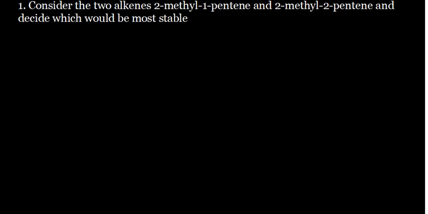So the first thing is we should be able to draw the structures of these compounds. We can see both are pentenes. First carbon is going to be here, carbon 2, 3, 4, and 5. So for this one, the double bond is at carbon number 1, so we're going to put a double bond here, and then the methyl group is at carbon number 2, so I'm going to put a methyl there.